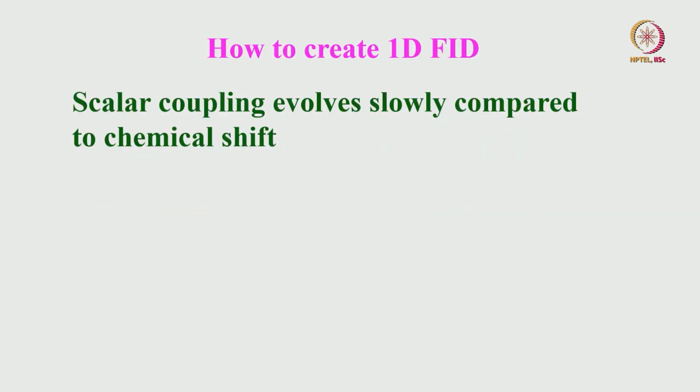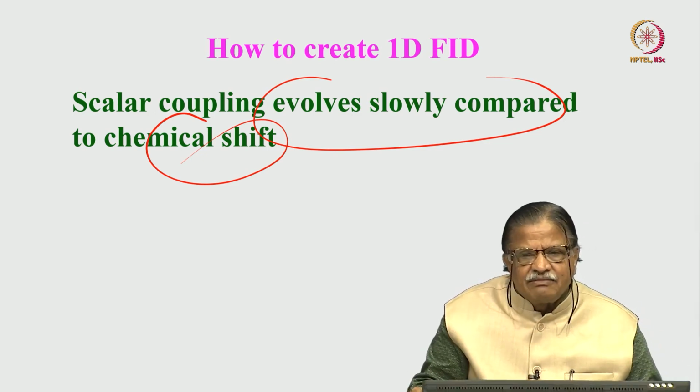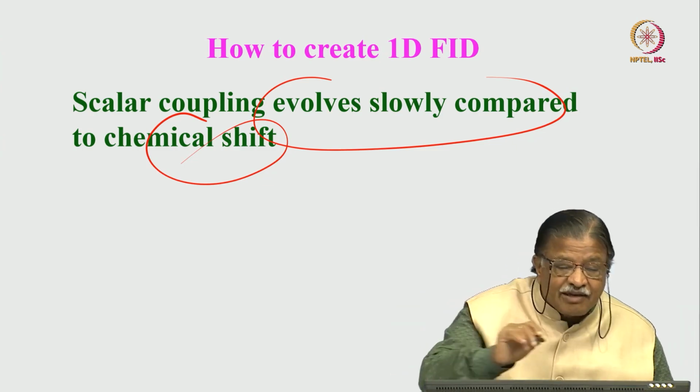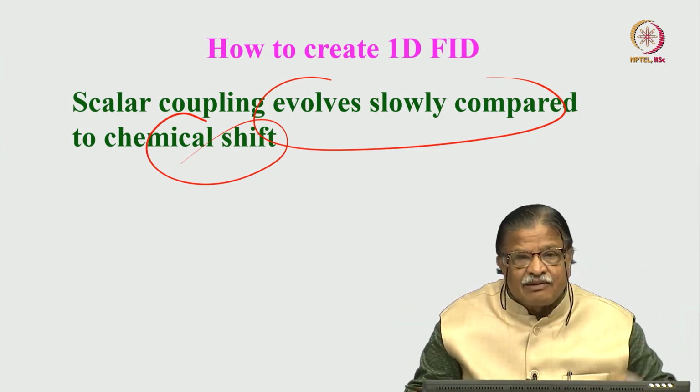Finally, I tell you how to create a 1D FID. Scalar couplings, you should know, evolve slowly compared to chemical shift. Why? Because the chemical shift interaction strength is larger. J coupling is of the order of 5 to 15 hertz in homonuclear proton-proton, whereas chemical shifts are of the order of several kilohertz. So chemical shift evolves faster, and scalar coupling evolves very slowly.